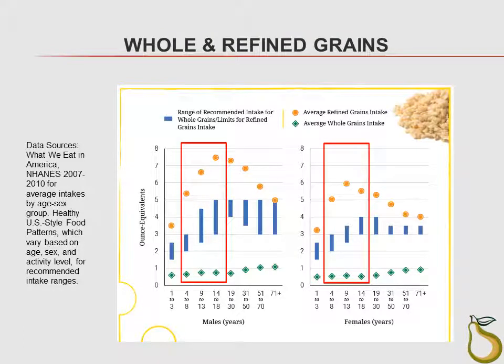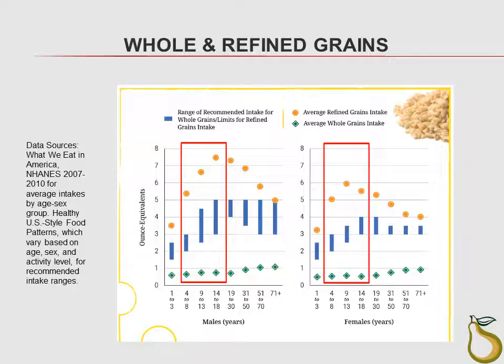The graph showing the recommendations and actual intake of whole and refined grain looks a little differently than the previous graphs. The blue bars indicate the range of recommended intake for whole grains as well as the limits for refined grains. Both intakes and limits for whole and refined grains are the same blue bar, since the recommendations center around the idea of limiting your intake of refined grains to half of your total intake and ensuring half of your total grain intake is whole. The orange dots show the average intake of refined grains, and the green diamonds show the average intake of whole grains. Ideally, orange dots and green diamonds would fall within the blue bars.